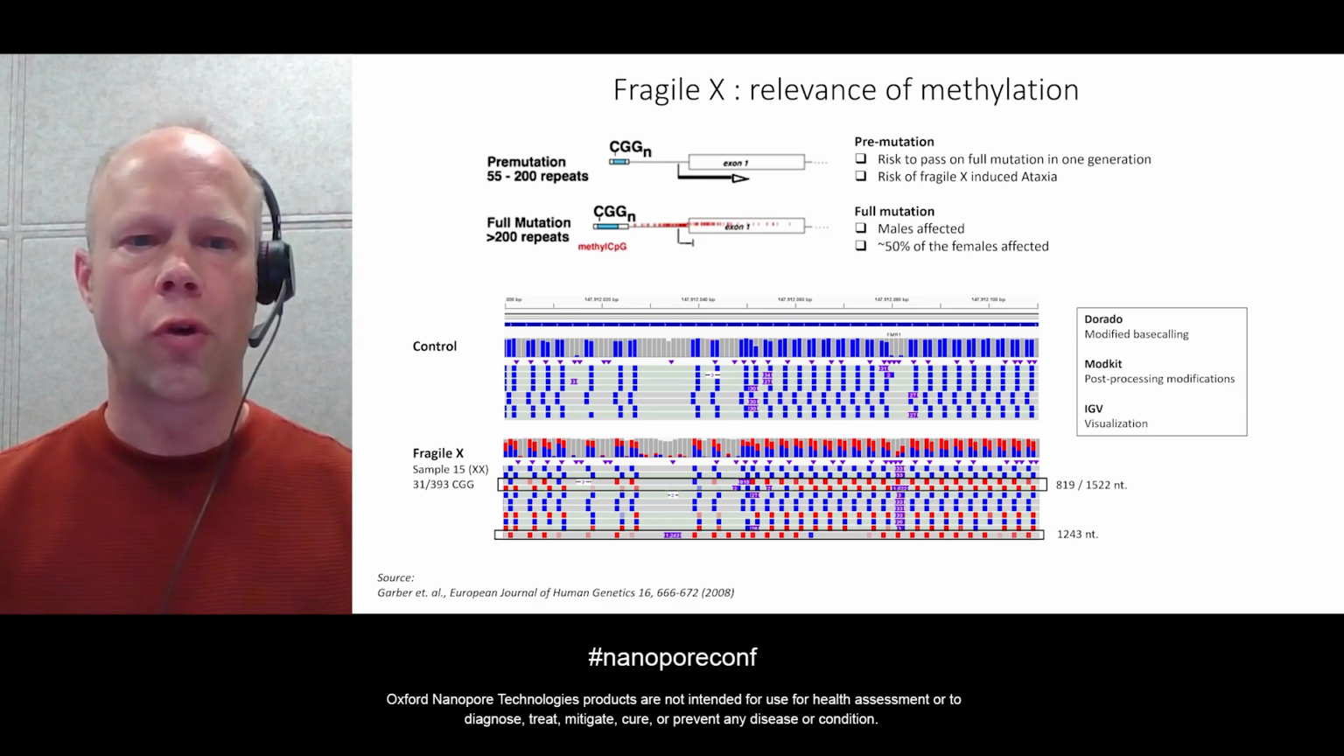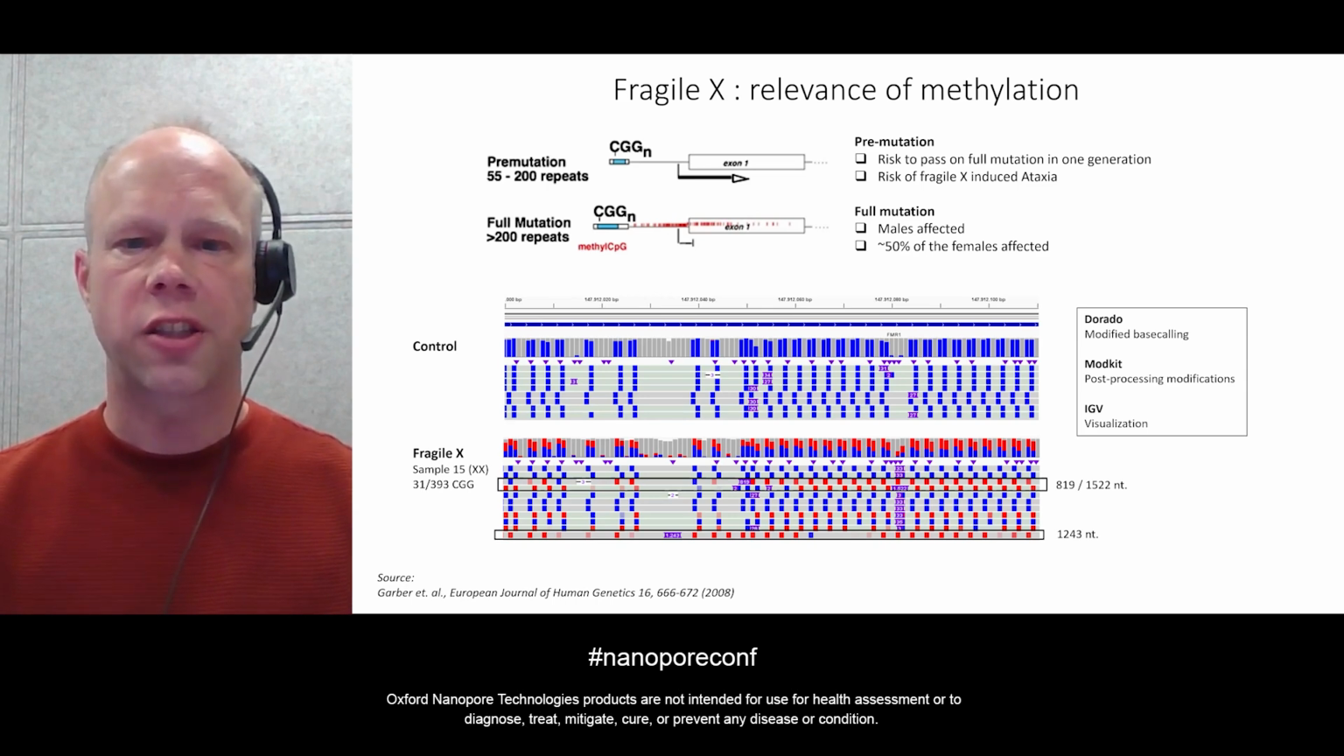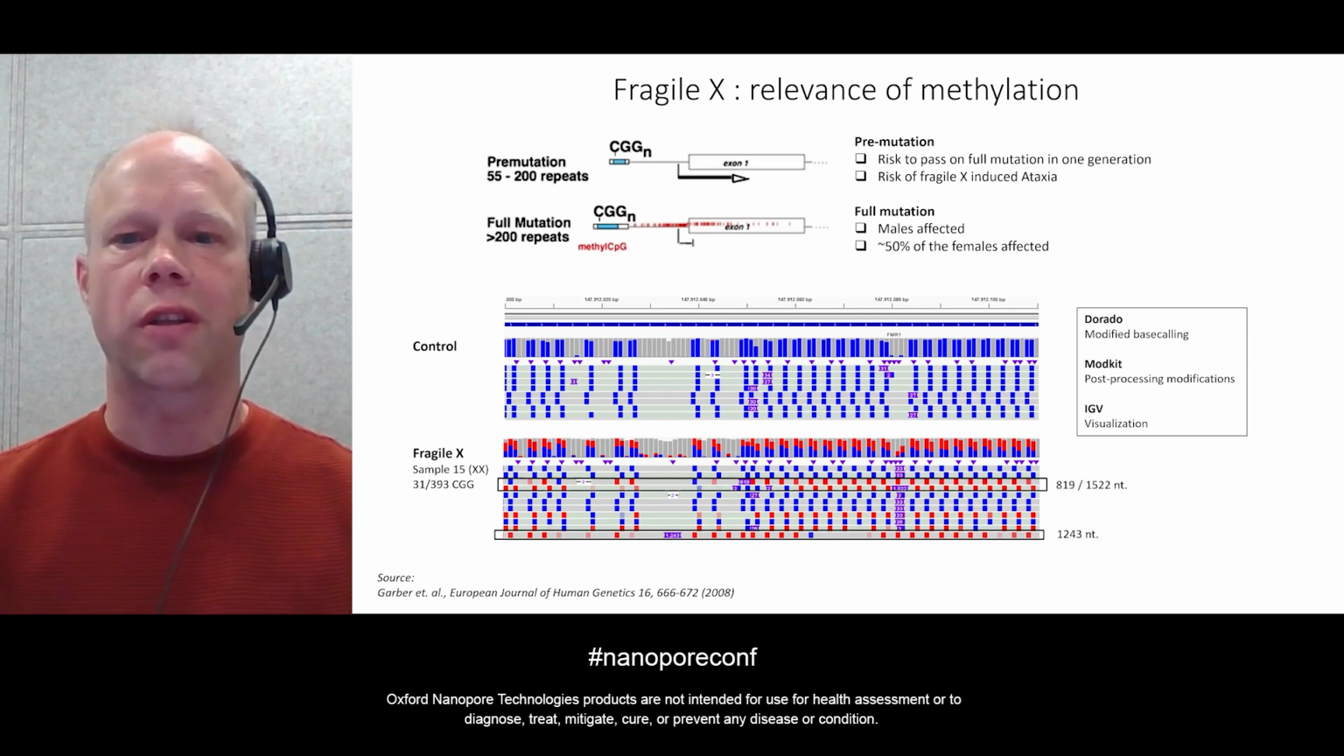However, if you have a full mutation, then the promoter and gene are sometimes methylated, and then there cannot be formed a protein that is necessary for brain development and maintenance. In this situation, males are affected, and 50% of the females are affected with Fragile X.